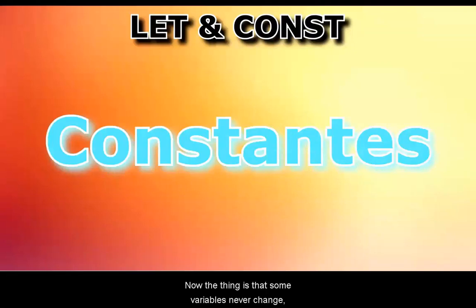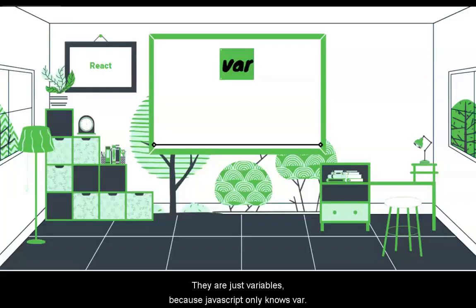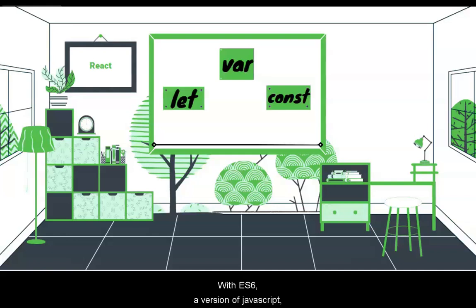Now the thing is that some variables never change. They're what we call constants. Technically they are just variables because JavaScript only knows var. With ES6, a version of JavaScript, two different keywords have been introduced. They are let and const. var still works, but you are strongly encouraged to use let and const.